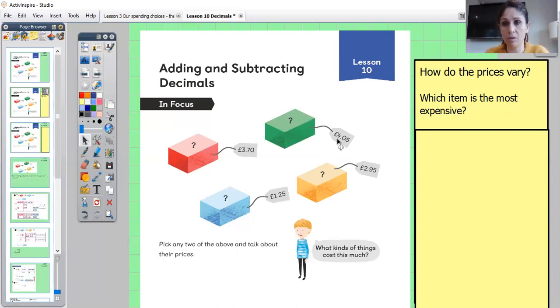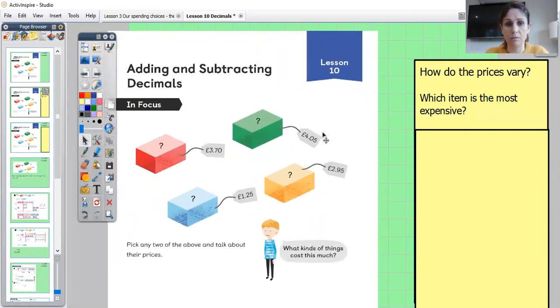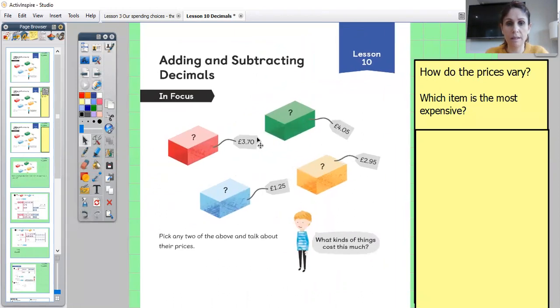So whenever we're looking for the number that is the largest number, always look as far left in the number as we can and find the largest digit. So we can see, obviously, this is 4. This is 4, this is 3, this is 2, and this is only 1. So obviously, this is the most expensive item.